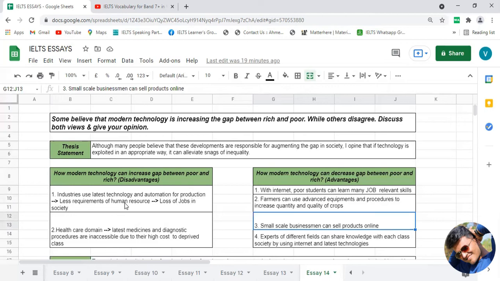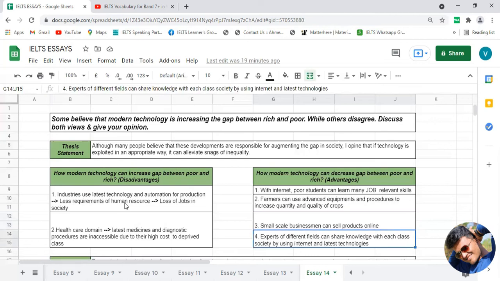Now the third point. Third point is somehow relevant with the small scale businessman. In the days of modern technology, okay, this businessman can sell their products online, and their customer base can be increased. In that way, they can earn more money, okay, and by having more money, the gap between rich and poor can be decreased. Okay, that is the third point.